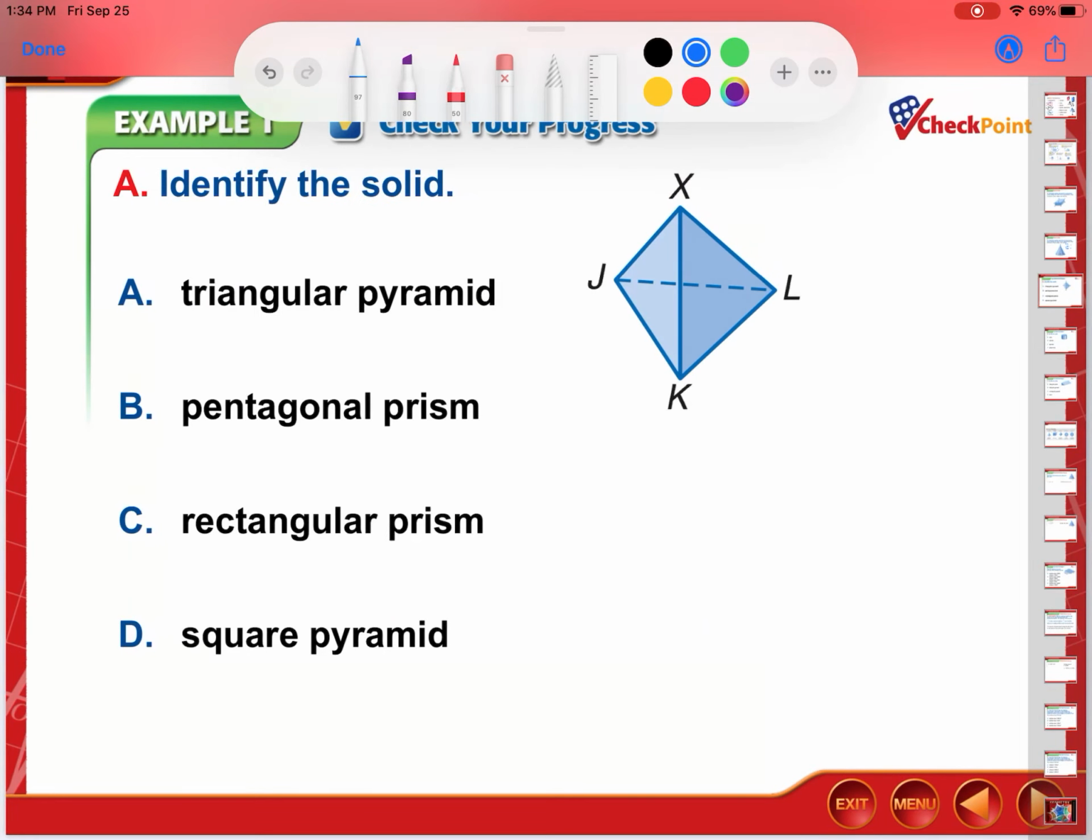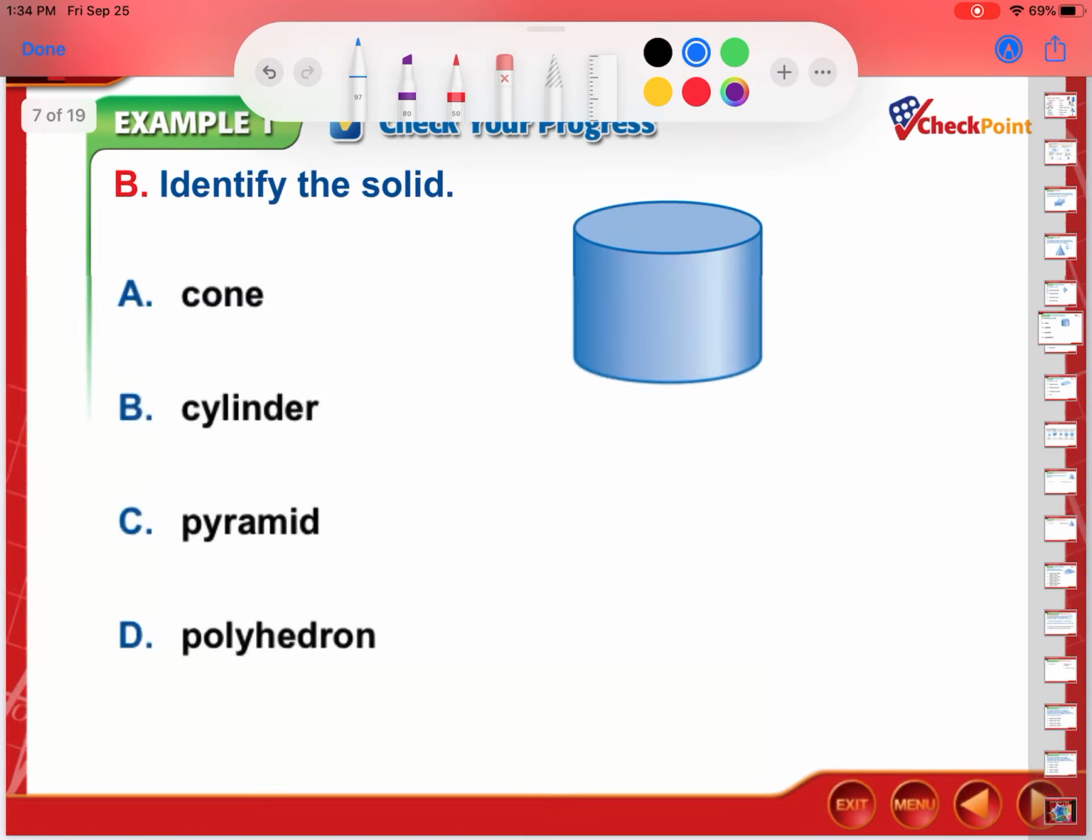So identify the solid. So triangular pyramid, it looks like a triangular pyramid. Pentagonal prism, it's not a prism. Rectangular prism, it's not a prism. Square pyramid, I don't see a square on there. I just see all of these are triangles. So I'm going to say it's a triangular pyramid.